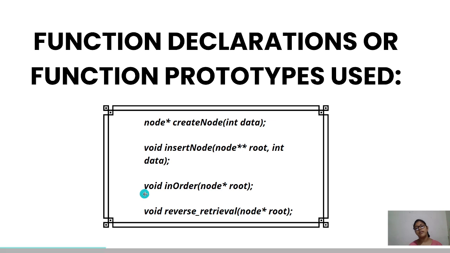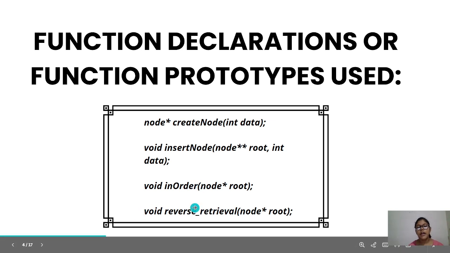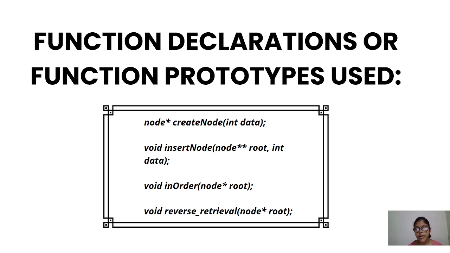Why is this also void? This will traverse and doesn't need to return anything. The same reason goes for why this is also void, this reverse retrieval is also void type. Obviously both will contain the node star root parameter, because we have to get the values of root, so we will have the address of that value so that we can get the value.